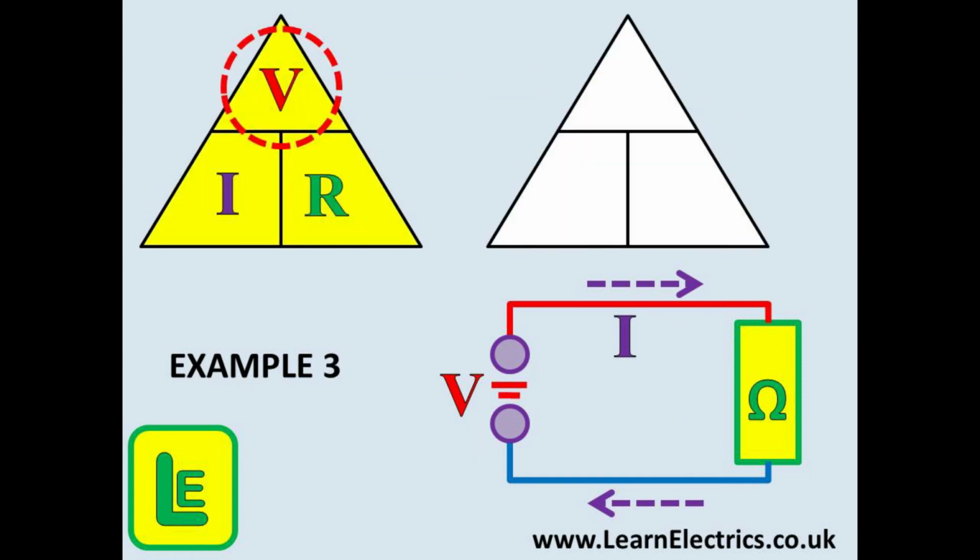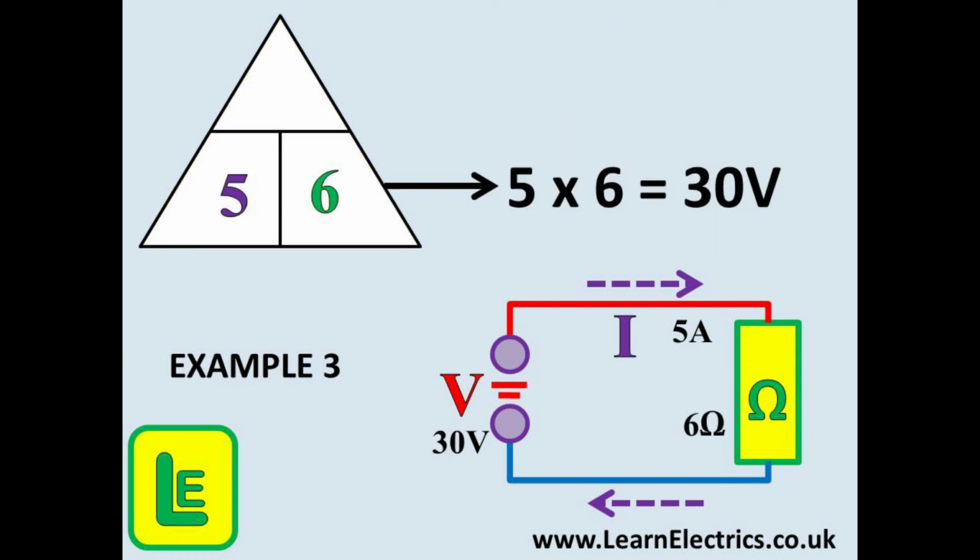For example 3, we will work out the voltage. If we are given the current and resistance, we can follow the same method, but the calculation is now different. This is where the Ohm's law triangle helps us. We don't need to remember the calculation, just look at the triangle. We know that the current flowing I is 5 amps, and we also know that the circuit has a resistance of 6 ohms. Pop these onto the diagram in their correct places against the I and the omega symbols. Put the numbers into the white triangle, 5 on the left and 6 on the right.